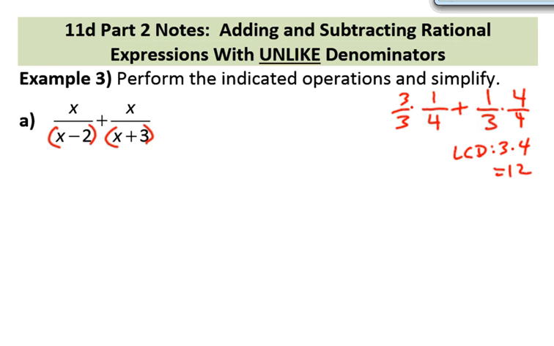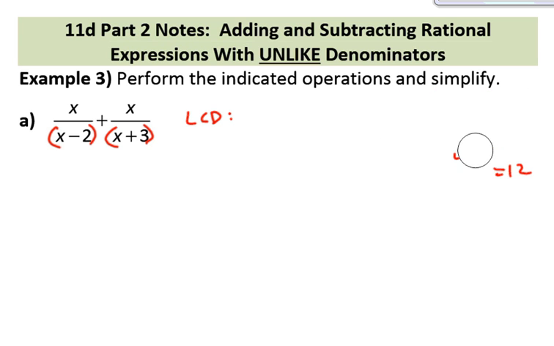Well, this is actually very much the same thing. It's just instead of a number, we have an expression, a binomial of x minus 2 and x plus 3. Since x minus 2 nor x plus 3 can factor, our LCD is just going to be the two of them multiplied together.